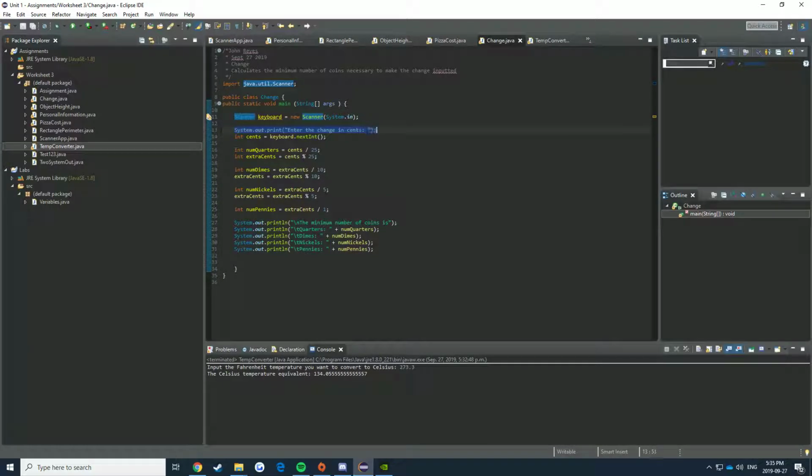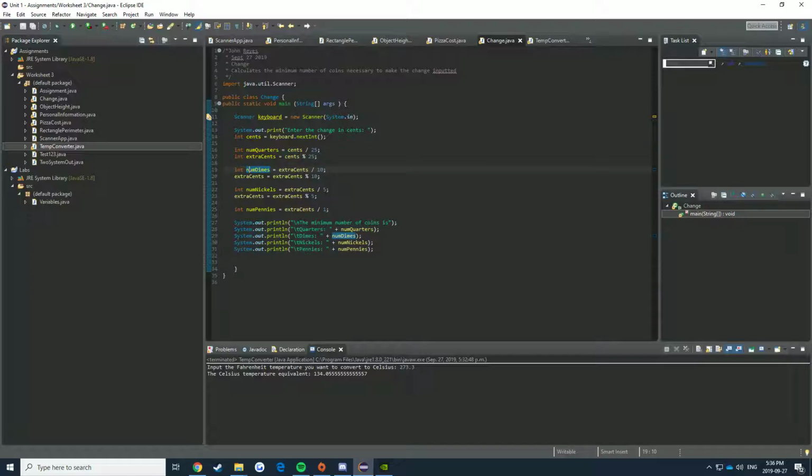To do that, the program prompts the user to enter the change in cents. Then the user inputs their change in cents, and the program collects the value and uses it for this equation, which calculates the amount of quarters that the cents can be converted to without going over. So let's say, for example, it was 112 cents. You can get 4 quarters from 112 cents, and then there'll be 12 cents left over, which is calculated here, since the modulus calculates the remainder.